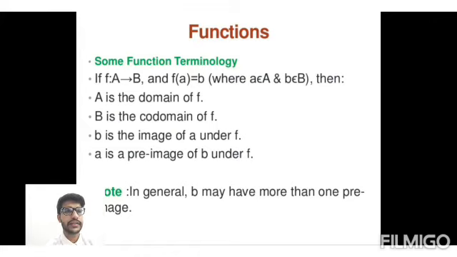Function terminology: if f is a function from A to B, then A is the domain of f and B is the codomain of f, and b is the image of a under f, and a is the pre-image of b under f. Generally, b may have more than one pre-image.